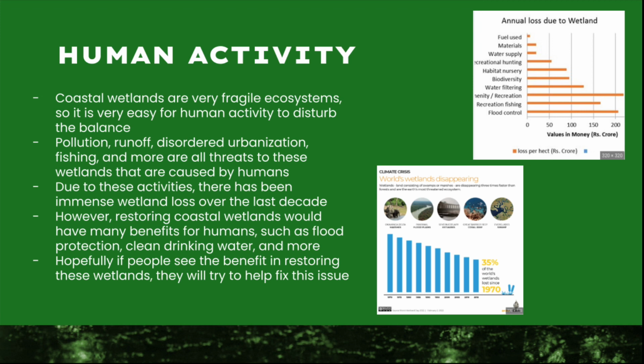Human activity affects coastal wetlands in many ways. Coastal wetlands are very fragile ecosystems, so it is very easy for human activity to disturb the balance. Pollution, runoff, disordered urbanization, fishing, and more are all threats to these wetlands that are caused by humans. Due to these activities, there has been immense wetland loss over the last decade. However, restoring coastal wetlands would have many benefits for humans, such as flood protection, clean drinking water, and more. Hopefully, if people see the benefit in restoring these wetlands, they will try to fix this issue.